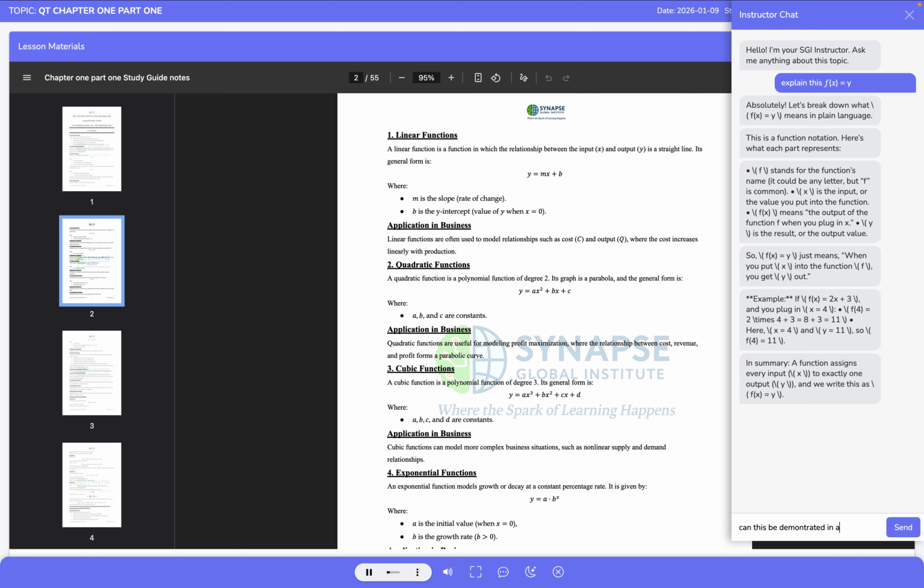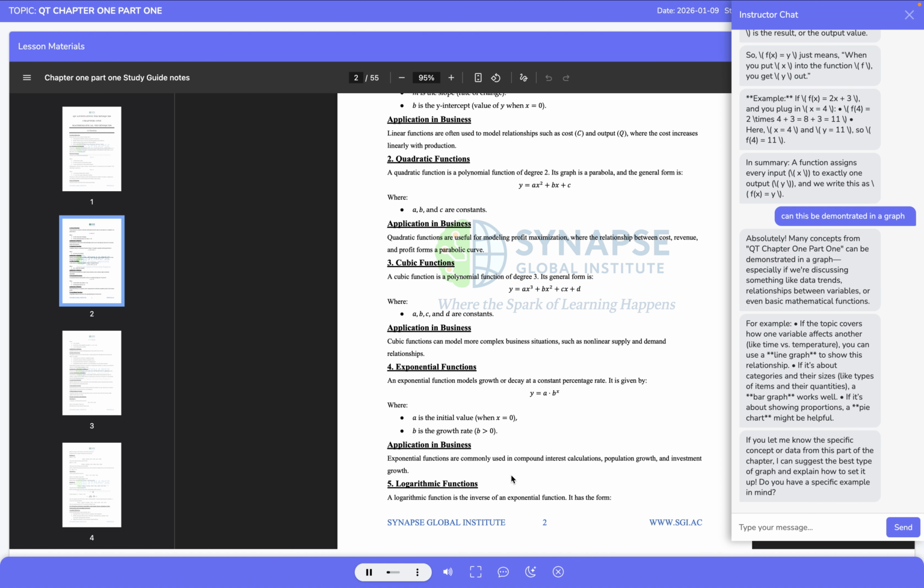We also have cubic functions, which are polynomial functions of degree 3. The general form is y = ax³ + bx² + cx + d, where a, b, c, and d are constants. These functions can model more complex business situations, particularly where relationships are nonlinear, such as certain supply and demand patterns that do not follow simple straight lines or parabolic shapes.